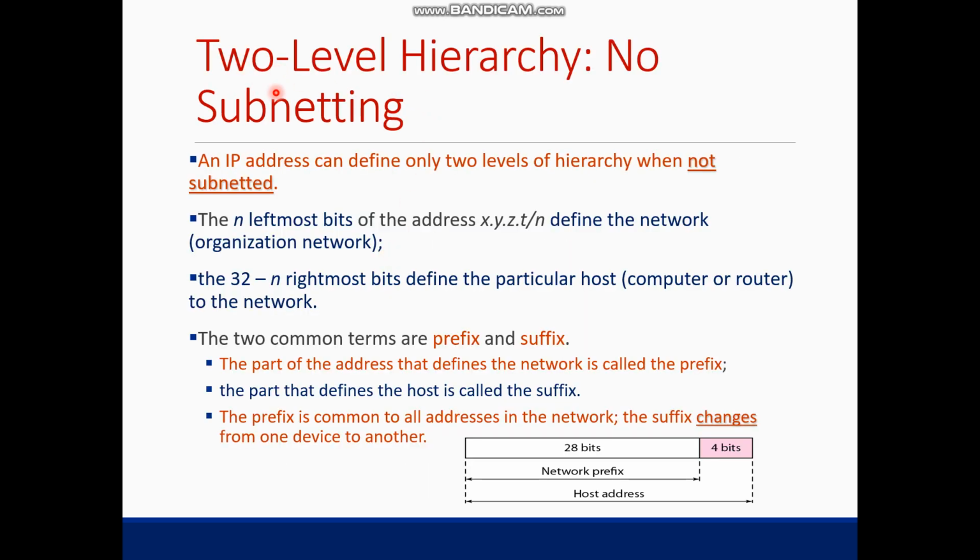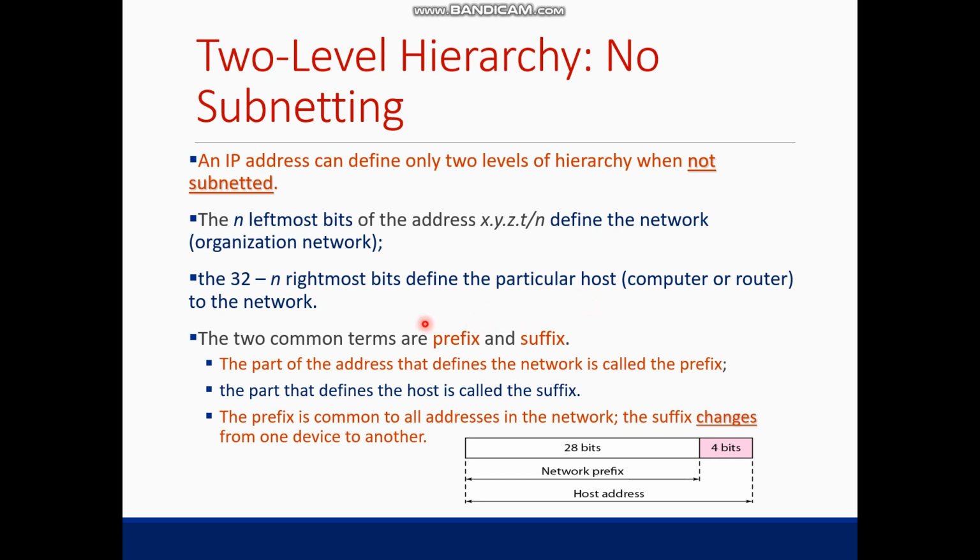We have a two-level hierarchy when we don't have any subnetting. So any IP address can define only two levels of hierarchy when it's not subnetted. The first one, the n leftmost bits, defines the network or the organization network. And the 32 minus n bits define the host, or the particular device inside our network.